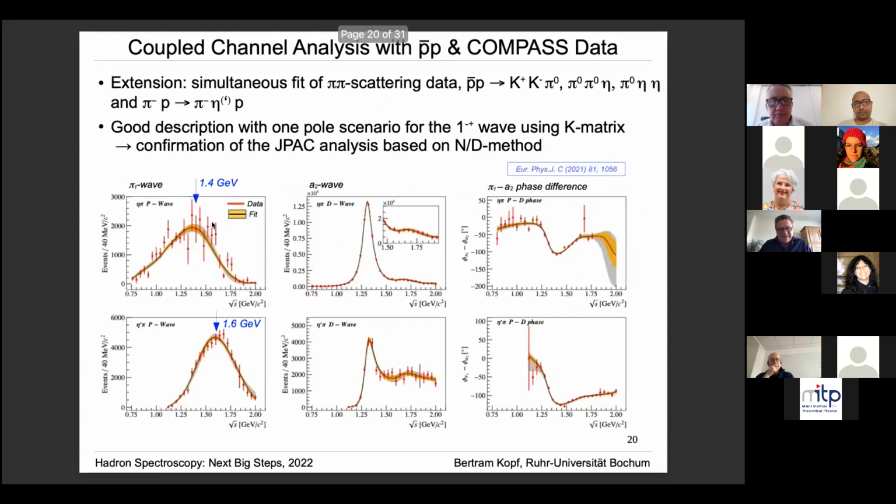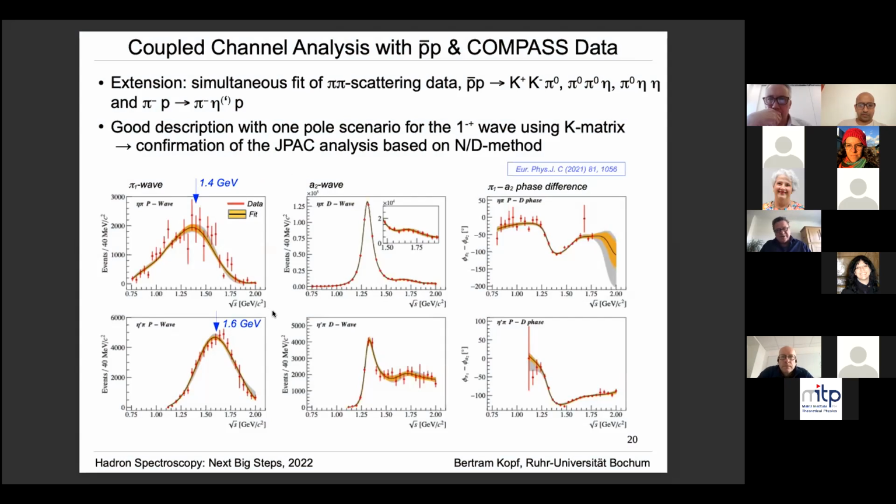This is really a very good example here for the pi1. You have here the pi1 peak in pi eta, which is seen at 1.4 GeV, and in pi eta prime at 1.6 GeV. We can describe these data only with one pole. So there's really one unique pole for the pi1, and this can then describe the data in these two channels.